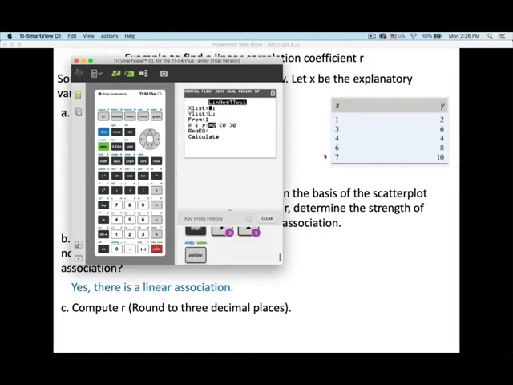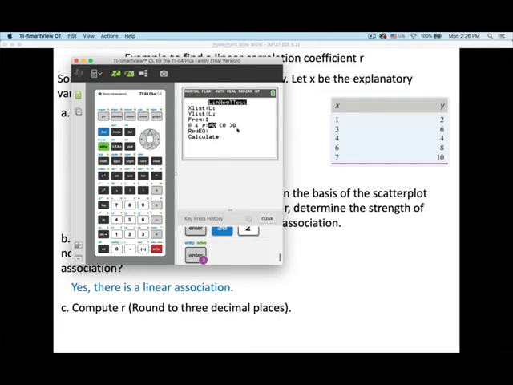So my data is already in L1. Okay, if you plugged it into L3 or L4, you could change it. You could just do second 1, that's for L1. And then enter. For the Y list, that's in your L2. So second 2, enter, that's L2. For the frequency, just keep it as 1.